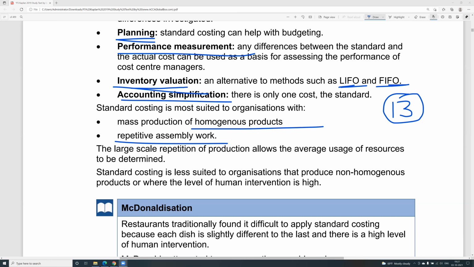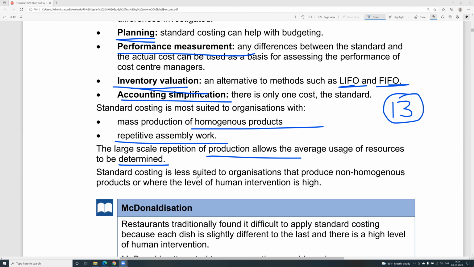Yes, it is the iPhone 13. Now, when this iPhone 13 has come in, has mass production happened for it? The answer is yes. Is it repetitive assembly work? Yes, they've done repetitive assembly work for it. They have done mass production for it. Are you guys there with me? If yes, put it down in the chat section. A large scale of repetitive production allows average usage of resources to be determined, so you understand the cost of the product and how you are understanding it.